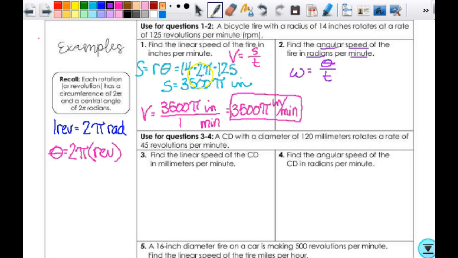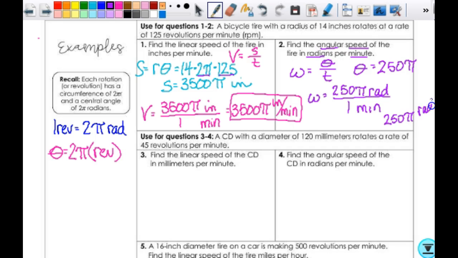We put it in here, but since we have it, and somebody did give me the answer. The theta I get, because it's 2 pi times 125, is 250 pi. You'll agree with that and see where it's coming from? So then my omega here is 250 pi radians for every 1 minute.